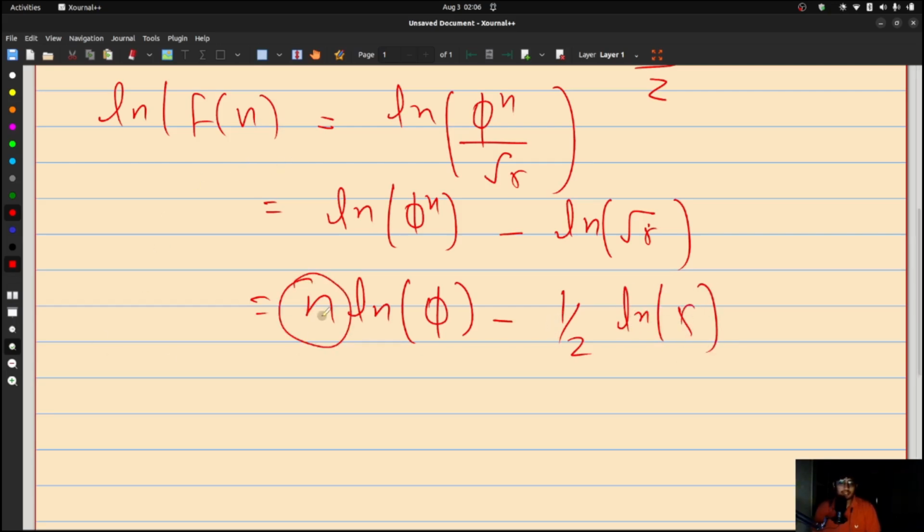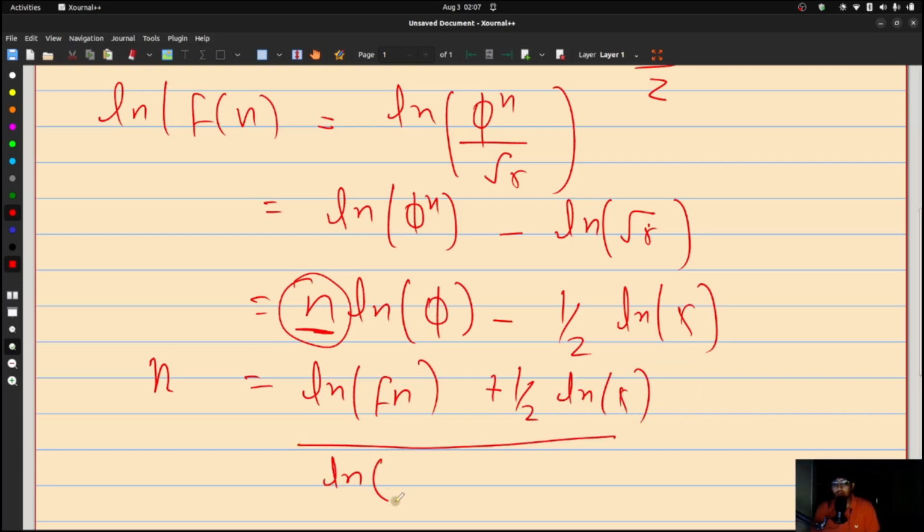Now we can use this to calculate whatever we were interested to find. Can I say that n is going to be what? n is going to be ln of Fn plus half of ln 5, divided by ln of phi, where we simply put the value of our golden ratio, which we calculated earlier, 1.618. So this is what n is.